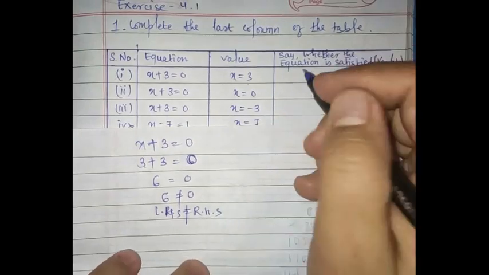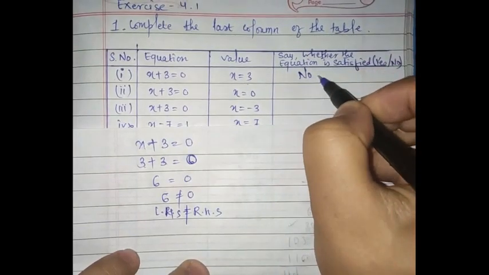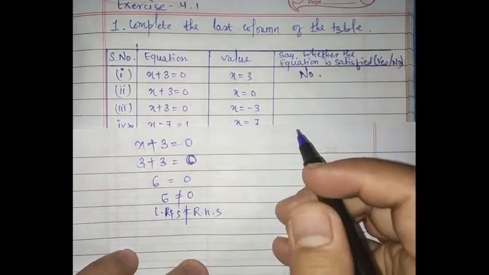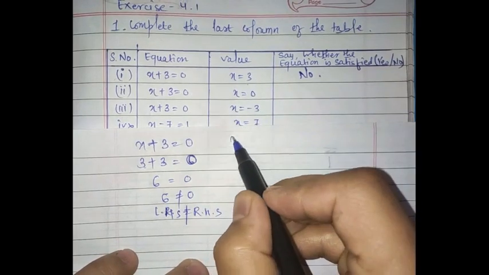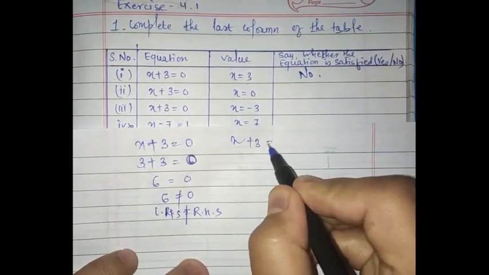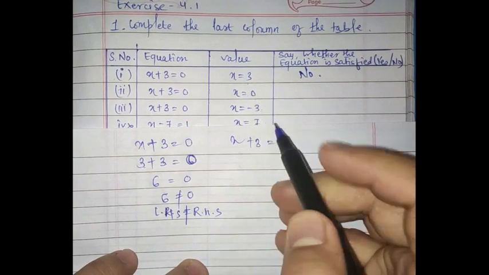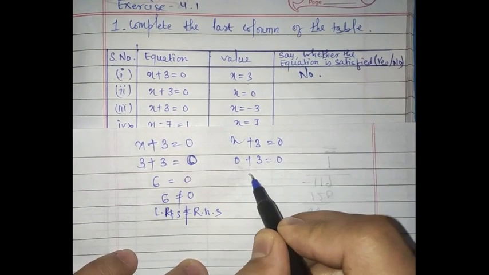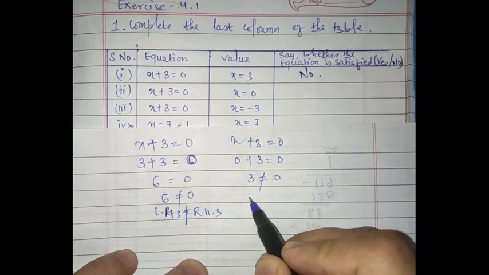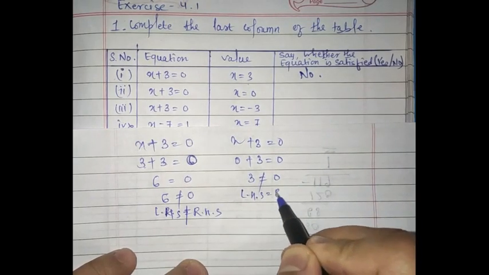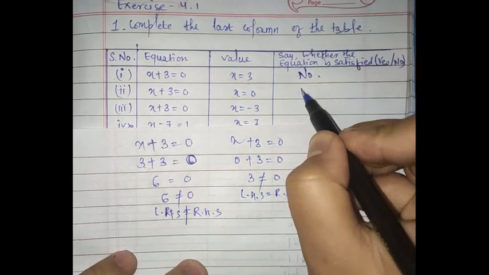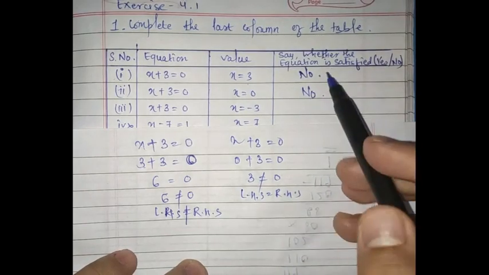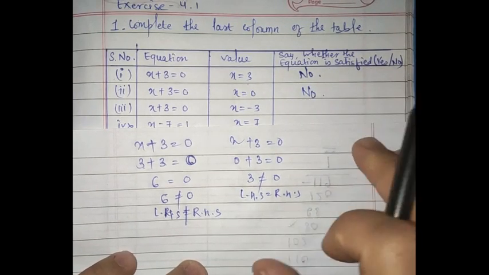So we are going to write here no, because I hope you have understood this. Similarly, we have our next question, x plus 3 is equal to 0. We have to put the value of x here, 0. 0 plus 3 is 3. It is not equal to 0, so LHS is not equal to RHS. So again we are going to write here no. The equation is not getting satisfied.